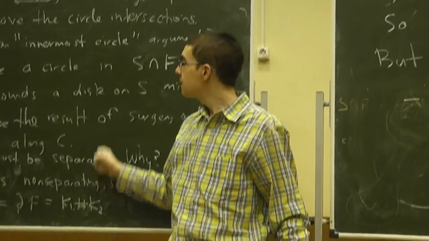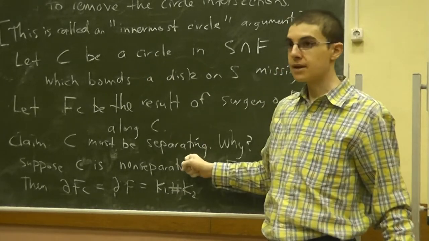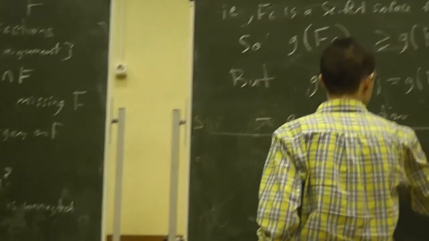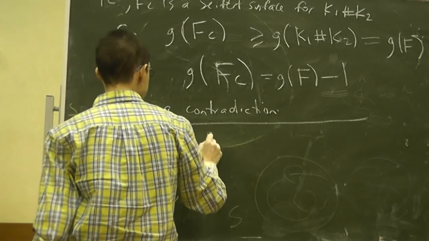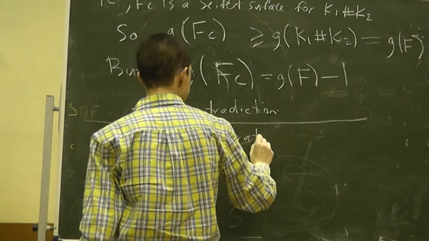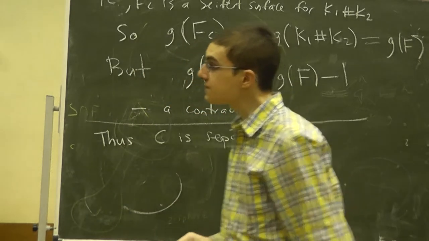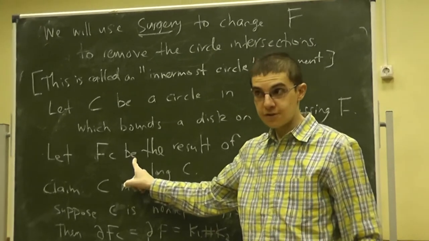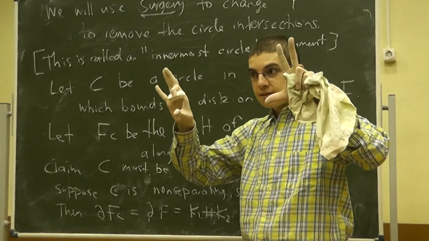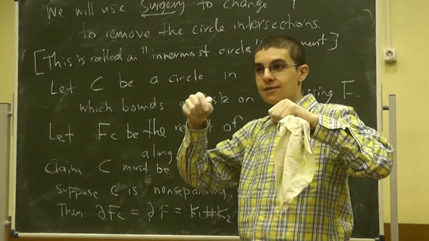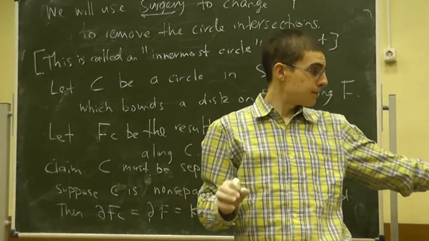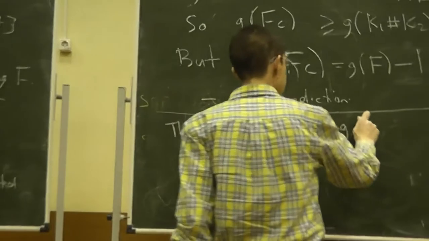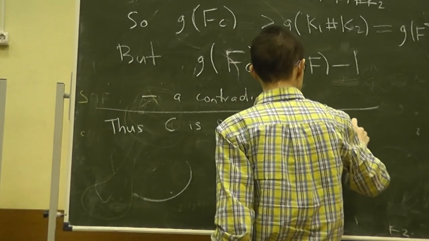Okay, so by our choice of F, we must have that C was separating. Thus, if C is separating, the result of surgery has to be two pieces. Remember, we had two cases when we do surgery. Either it's connected and the genus drops by one, or we get two pieces, like in my picture here when we cut it off. So the result is two pieces.